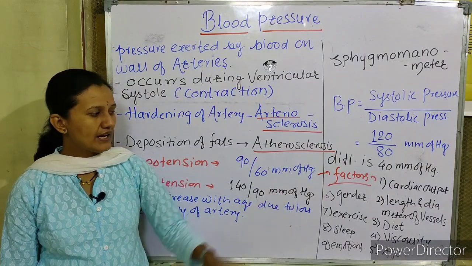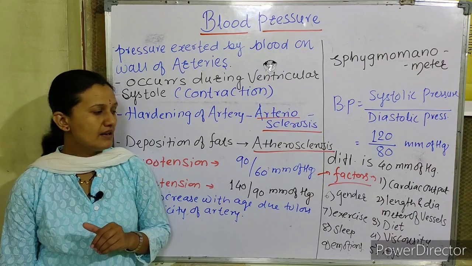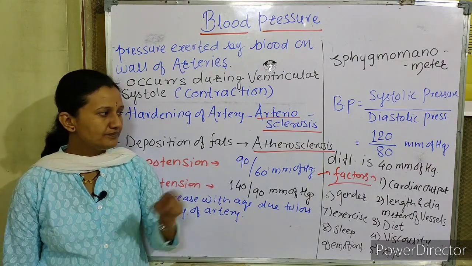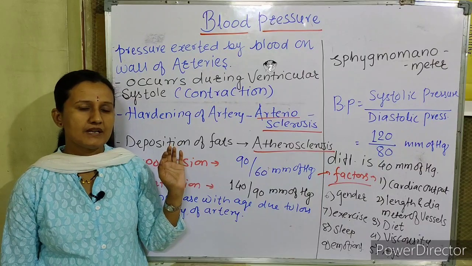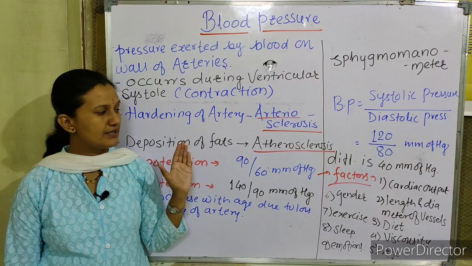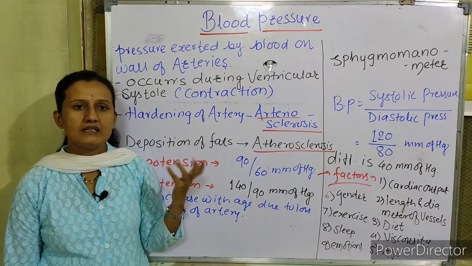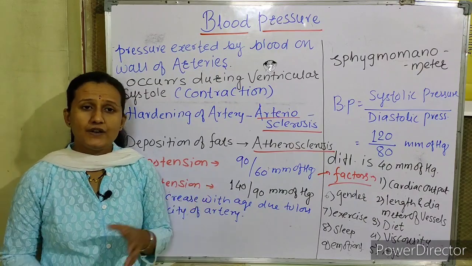Also, one important factor is the vessel's length and diameter, which affects blood pressure. If diameter decreases, blood pressure increases. If diameter increases, blood pressure decreases. That means they are inversely proportional to each other.